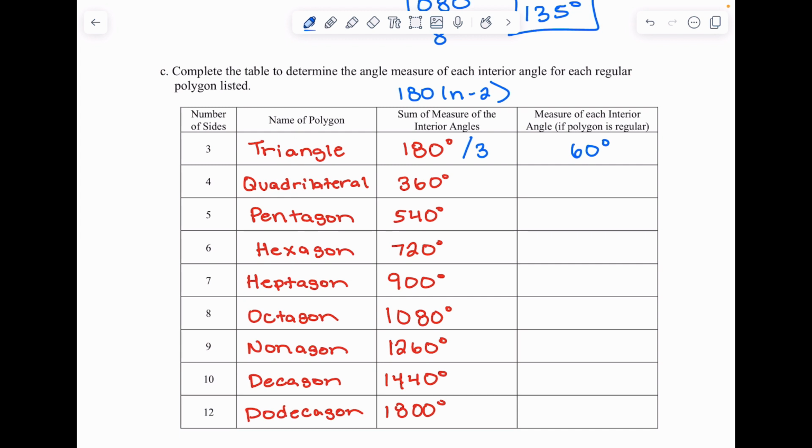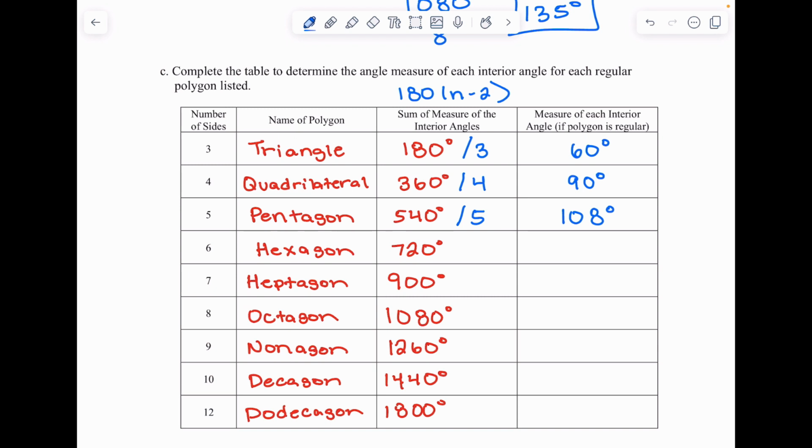A 4-sided polygon is called a quadrilateral, and all the angles of a quadrilateral add up to 360 degrees. So if we do 360 divided by 4, it tells me that all of the interior angles measure 90 degrees for a regular quadrilateral. A 5-sided polygon is called a pentagon, and its interior angle sum is 540 degrees. And so 540 divided by 5 tells me that for a regular pentagon, each interior angle measures 108 degrees.